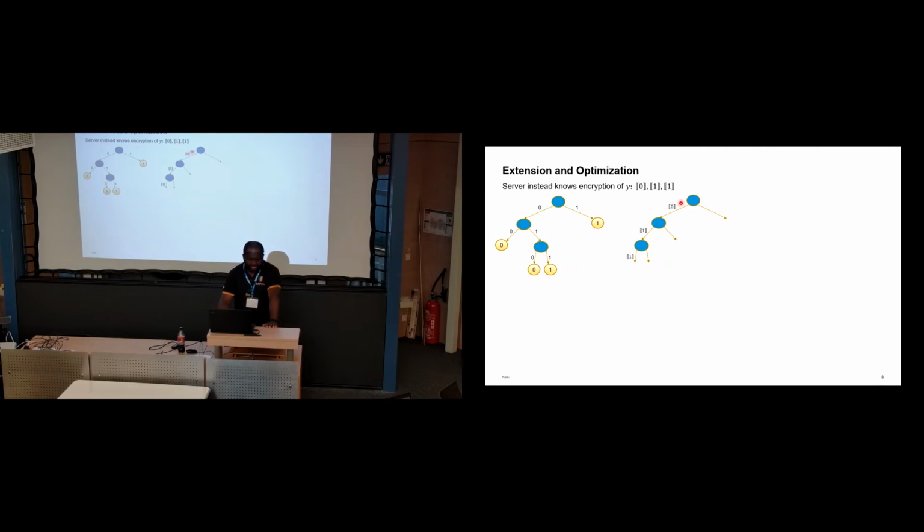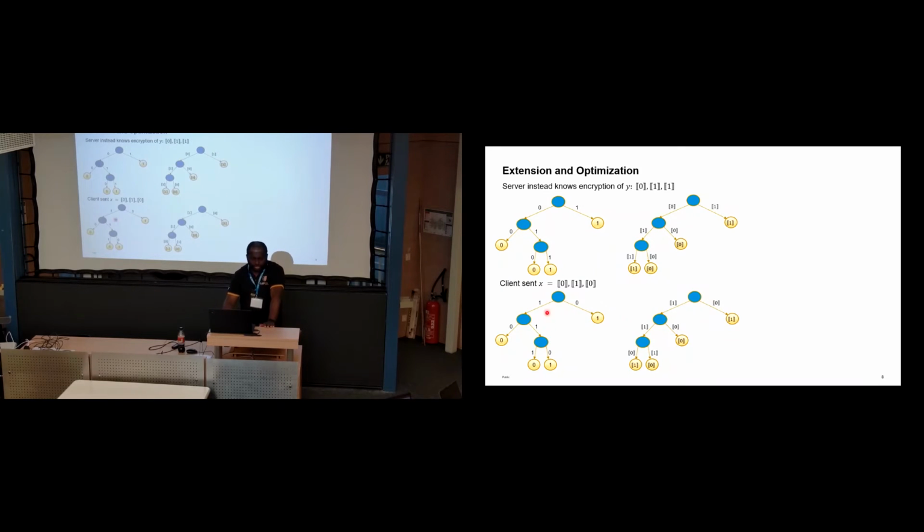You can have a tree in this form where the leftmost path is labeled with the bits of Y, and because here we have a 0, we must have here the negation, which is a 1. We have here a 1, we must have here a 0, and also this leaf is labeled with 1. And the remaining leaves are labeled exactly with the same values of these edges. Now we can use this to evaluate the client input as before.